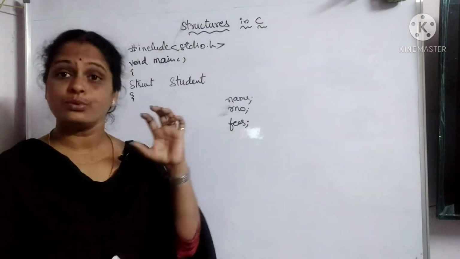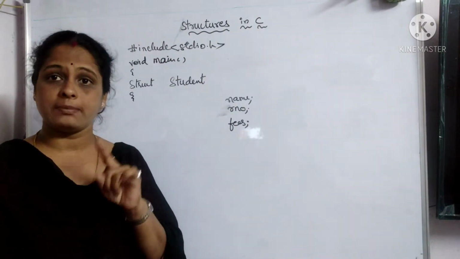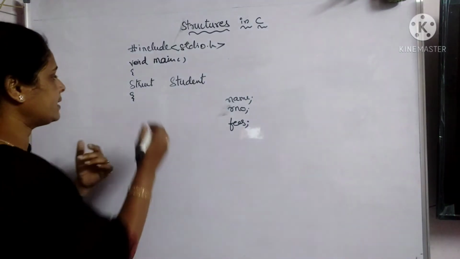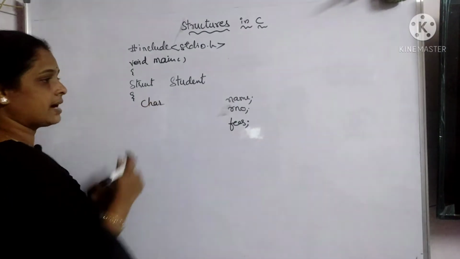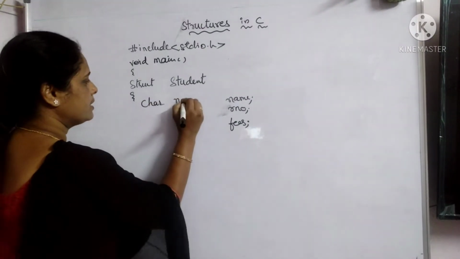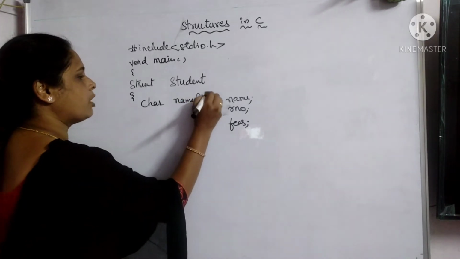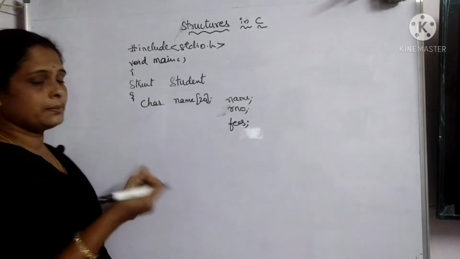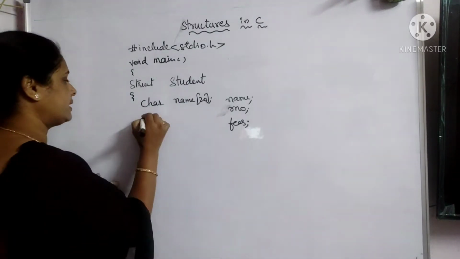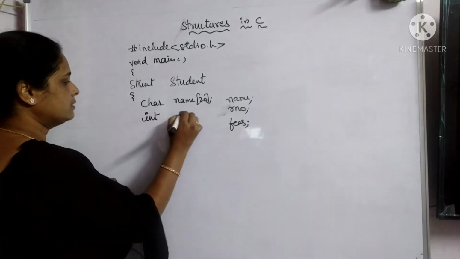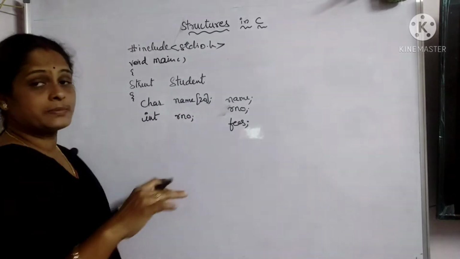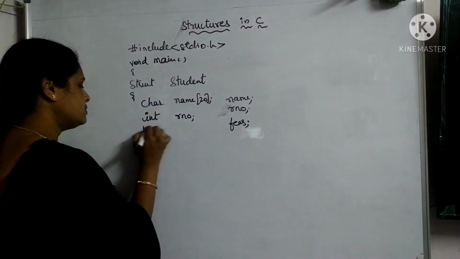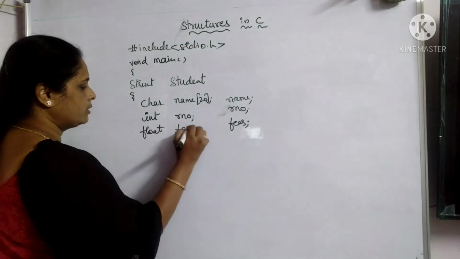First of all, take this name. Name belongs to string type of data. That means name is a string. So how do I declare it? char name of a maximum of 20. Then I have roll number. Roll number is obviously an integer type of data, so int roll number. Then fees comes under floating point type of data, so float fees.